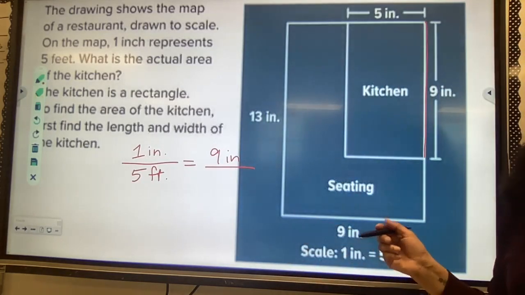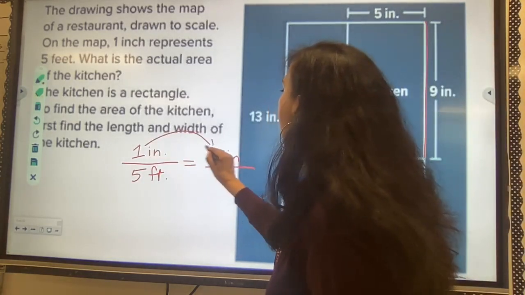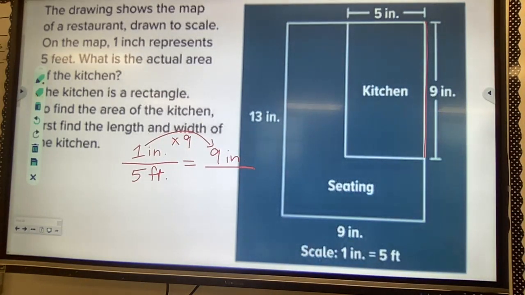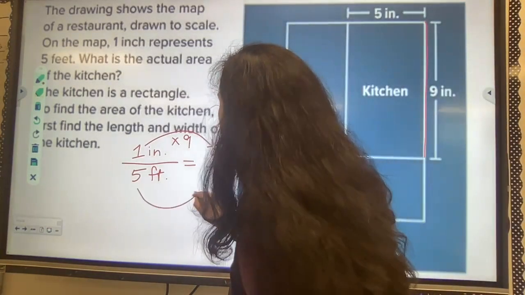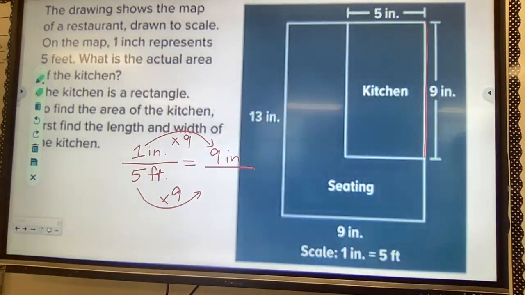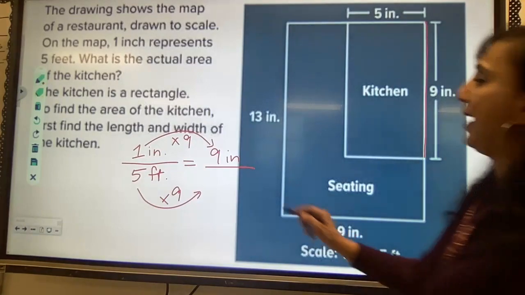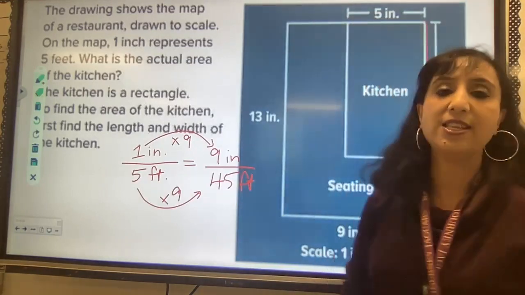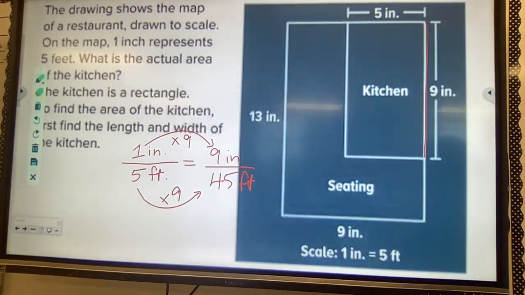So in order for me to find that, all I'm doing is 1 times 9, and so then 5 feet times 9, because whatever I do to the numerator, I do the same thing to the denominator. The actual length is going to be 45 feet because 5 times 9 is 45. So that's how I find the actual length. Then I'm going to find the actual width.